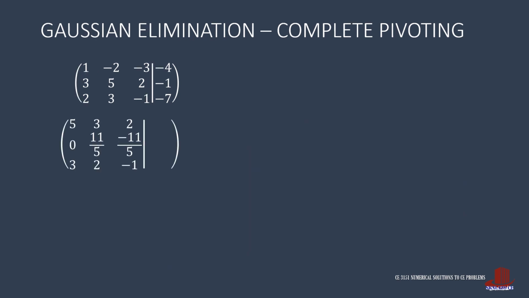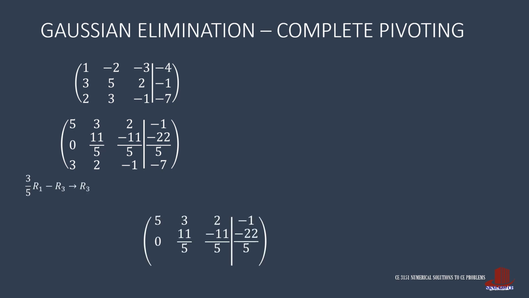With the new transform matrix, we then zero out element 3, 1, with the operation 3/5 of row 1 minus row 3 for the new row 3. So the first element is 3/5 of 5 minus 3 to give 0.